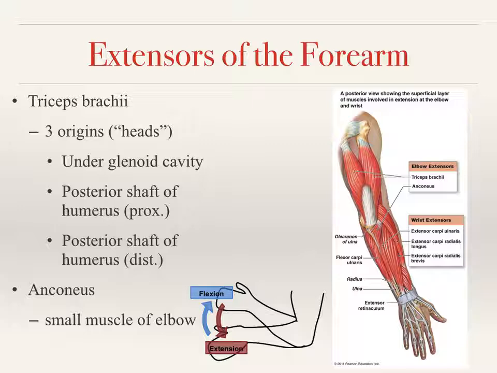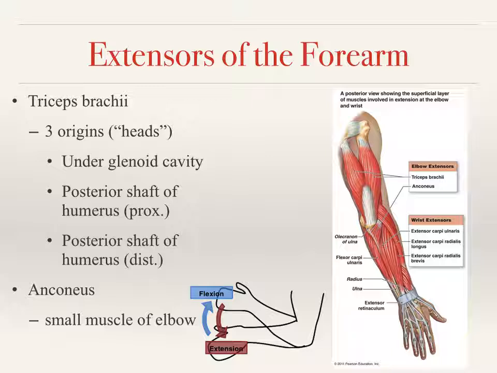So extension of the forearm means moving the forearm away from the body, as seen by the red arrow in this cartoon illustration. There are two muscles which extend the forearm. The first is the triceps brachii, which is composed of three heads. Complementary to the biceps, the triceps attaches under the glenoid cavity. Another head of the triceps attaches to the posterior humerus. All three heads of the triceps extend to the posterior aspect of the distal humerus just under the elbow.